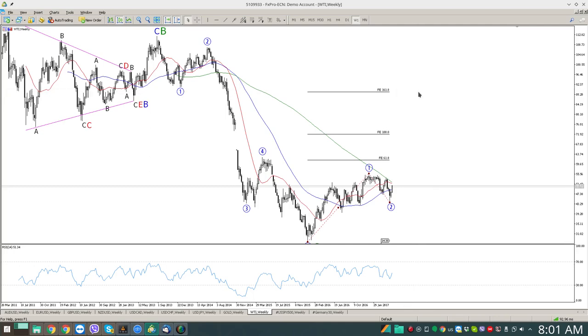That also coincides with some resistance that the instrument will likely face within this triangle and this wave one low. And that is around the $90 mark, which is about a 100% increase from current levels. This is huge. This is something that I'm certainly looking into benefiting from.